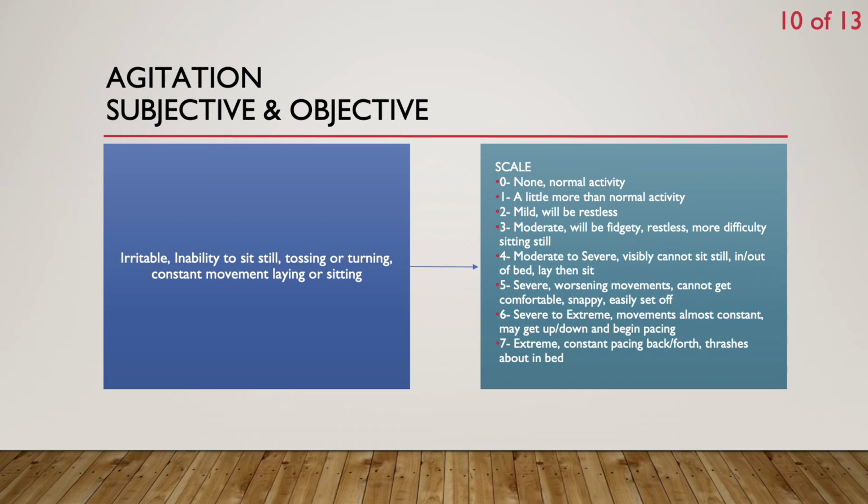5, severe, worsening movements, inability to sit still, can't get comfortable, they're very snappy, they're easily set off. 6, severe to extreme, movements for them are almost constant, they may get up, down, they may be pacing, they may be yelling, sometimes cursing. And extreme, this is constant pacing back and forth, they thrash about in bed. You will definitely know if they reach the level 7 because the thrashing is evident.